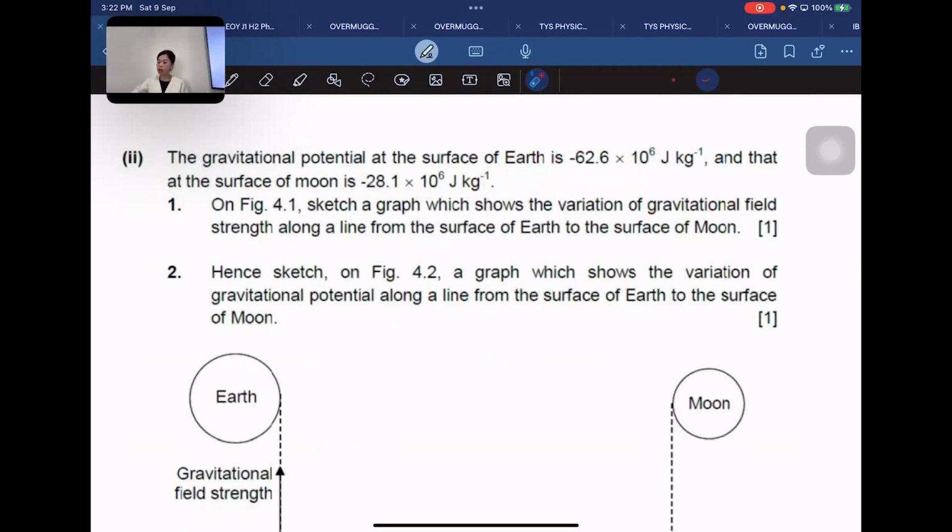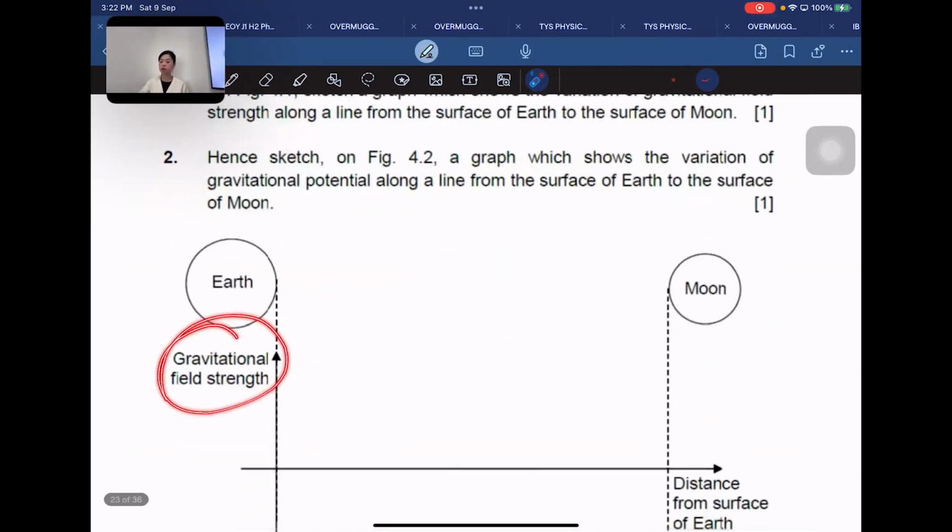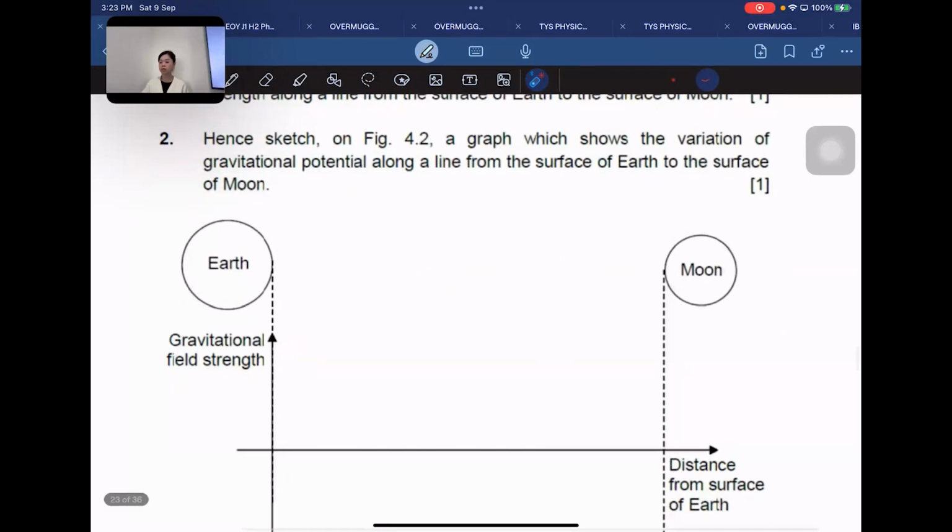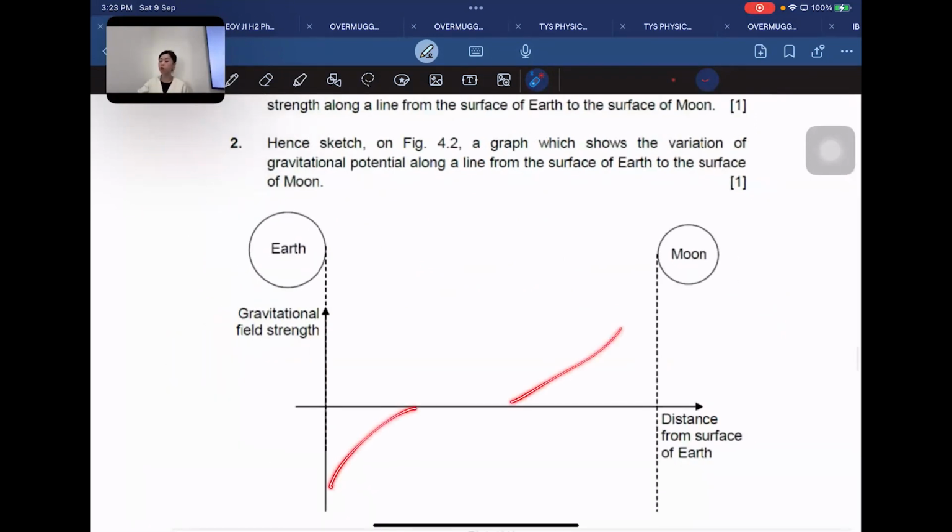Understand? Next, on the figure, sketch a graph to show the variation of gravitational field strength with the surface of the Earth. First things first, gravitational field strength is a vector quantity, am I right? Which means it can go negative, it can go positive. Clear? Using the formula for g, gravitational field strength, you realize it's GM over r squared, which means with relation to the object, your gravitational field strength will obey the inverse square law function.